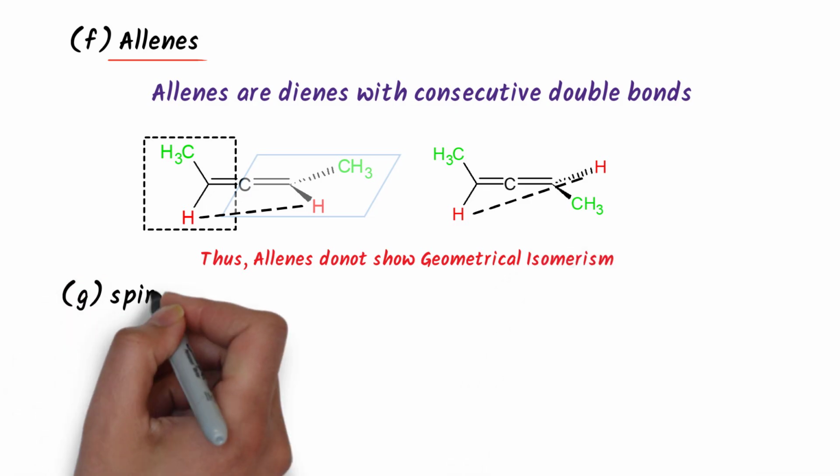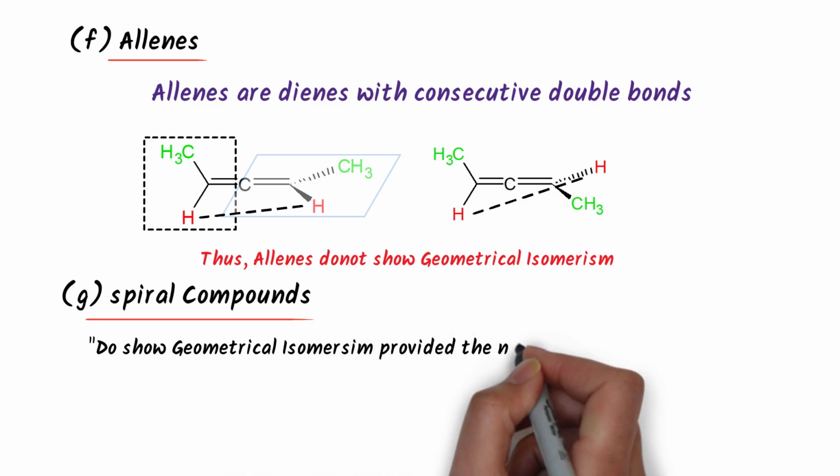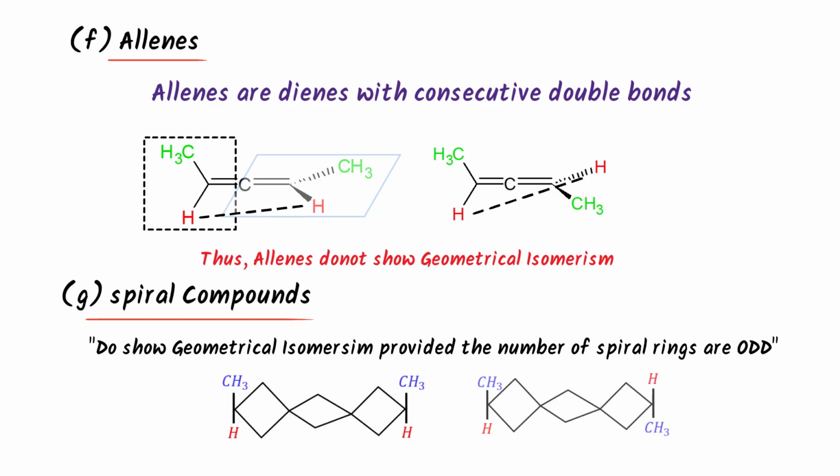Talking about spiro compounds, they do show geometrical isomerism provided the number of spiro rings is odd. As you see, we have 3 spiro rings in these molecules. The first spiro ring, that is cyclobutane, and the third one lie in the same plane, and they do have different groups attached. So similar groups are on the same side, it becomes a cis isomer, while in the next case it becomes a trans isomer.